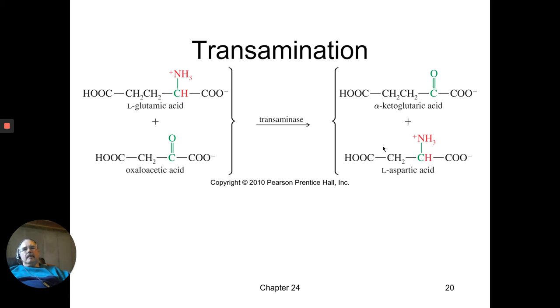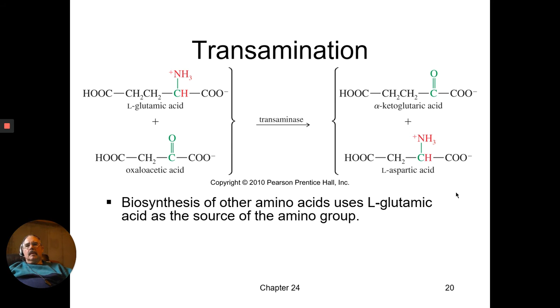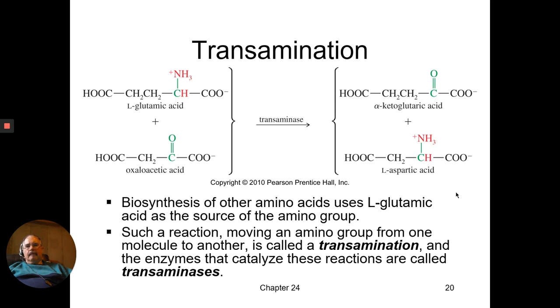Okay, this one I'm just going to mention. This is an important biological process in which we have an amino group transferred from one amino acid to oxaloacetic acid. Okay, and enzymes that are used to catalyze these reactions are called transaminases.